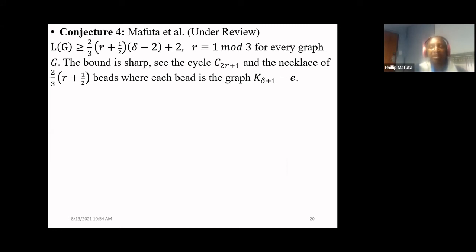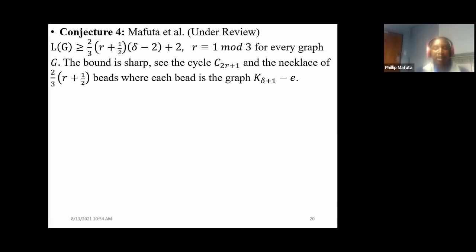Here now is the conjecture which I was talking about: leaf number in terms of the radius and minimum degree. You can restate this conjecture in terms of the connected domination number, that whenever the connected domination number is at most n minus two thirds r plus half by delta minus two plus two, then for r congruent to one modulo three, that conjecture is posed.